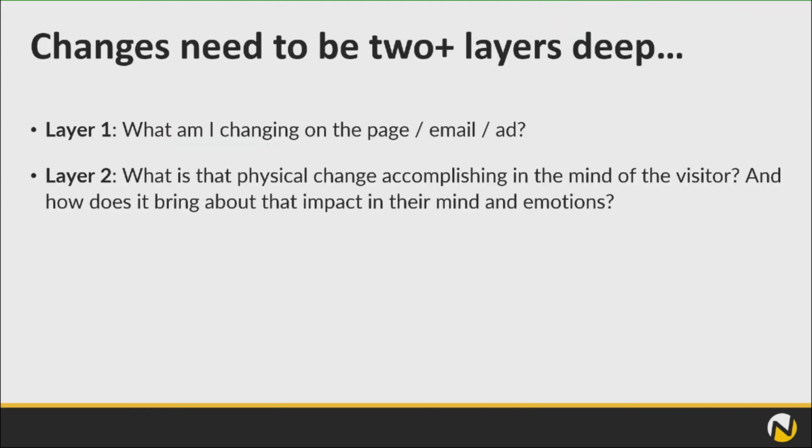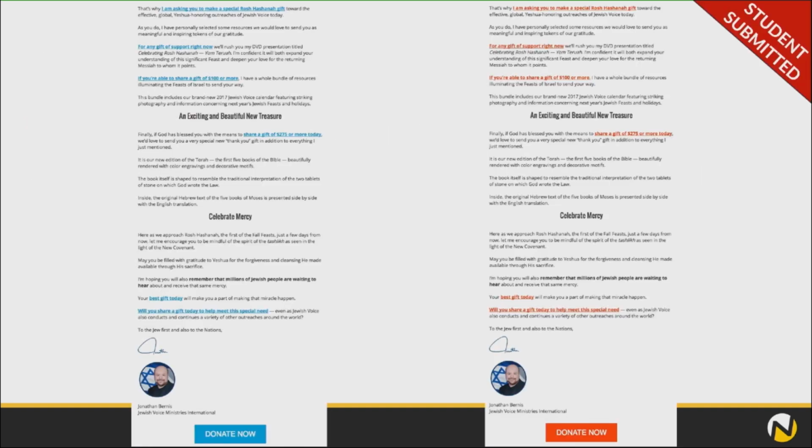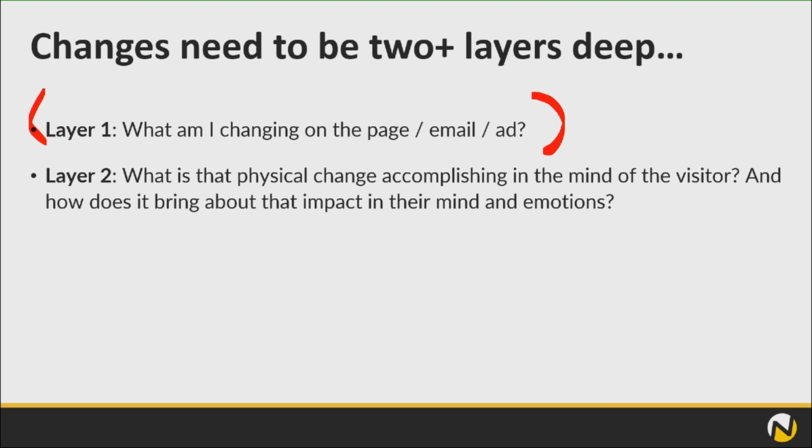So my point to you is that all of your changes need to be at least 2 layers deep. It's something physical on the page, okay? So in this test, physical, I'm changing the link color. But you know what? What if you change those to raw links? Because raw links are the kind of thing that real people send. They copy and paste raw links. Aha! That's where you get into the second layer. What is that change accomplishing in the mind and the emotions of the visitor? Okay?